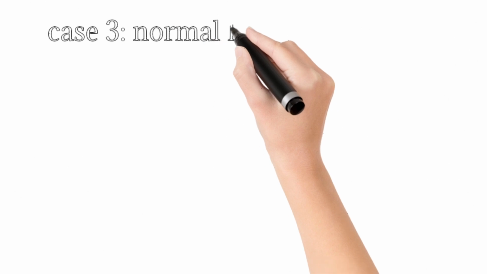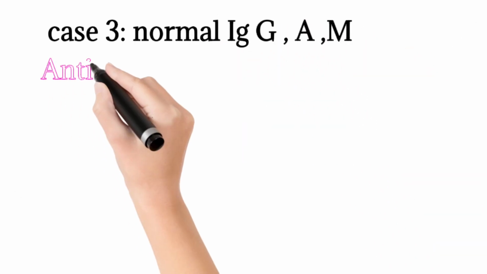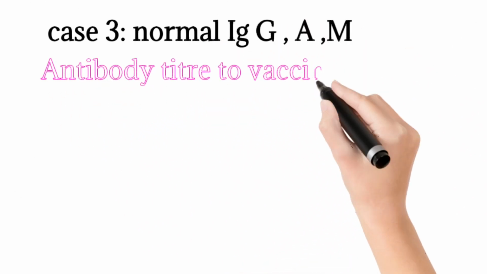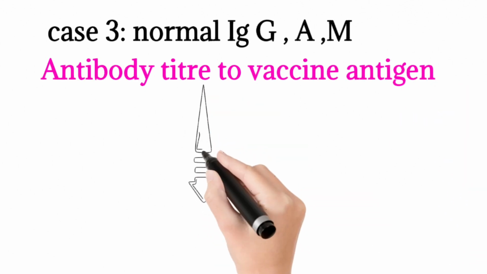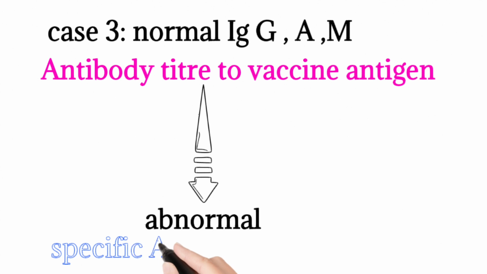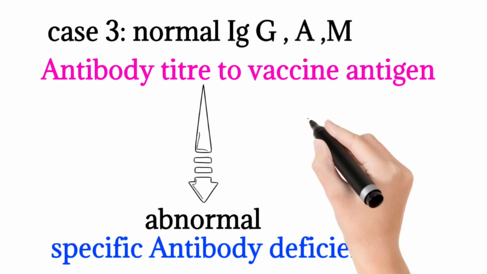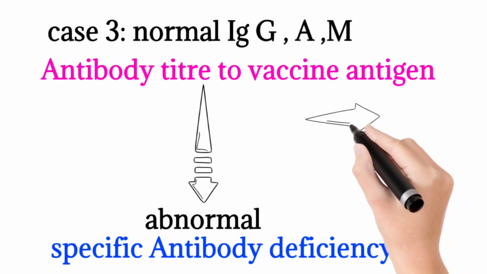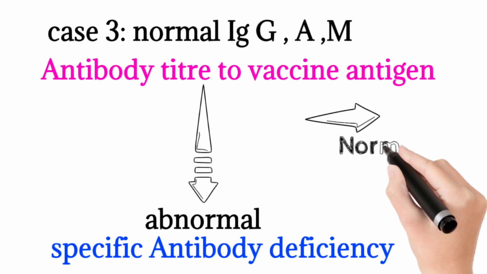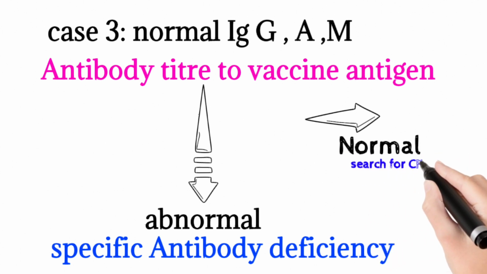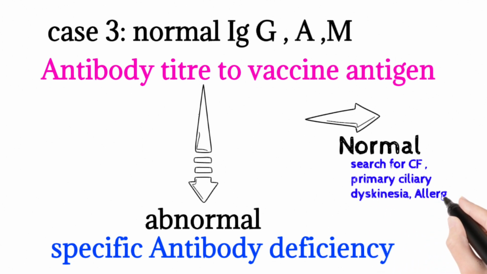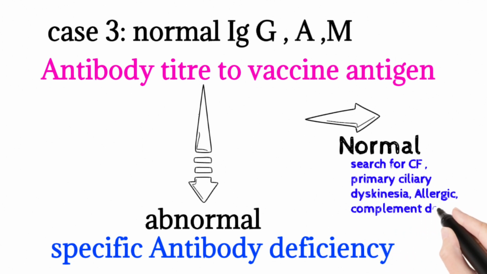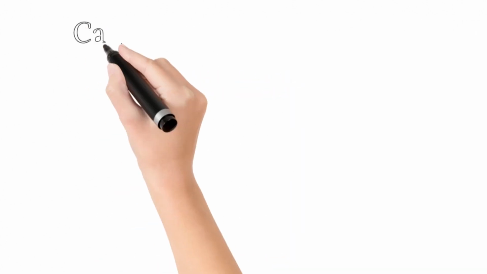Now case scenario 3, we get all 3 levels normal. In this condition we do the antibody titer to vaccine antigen, pneumococcal vaccine, and if it is abnormal, we have a specific antibody deficiency. If the titer is also normal, then we search for cystic fibrosis, primary ciliary dyskinesia, allergic causes or complement deficiency.